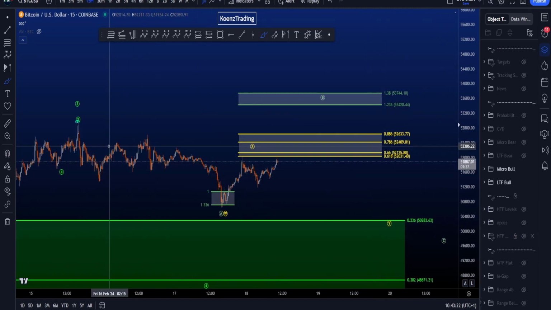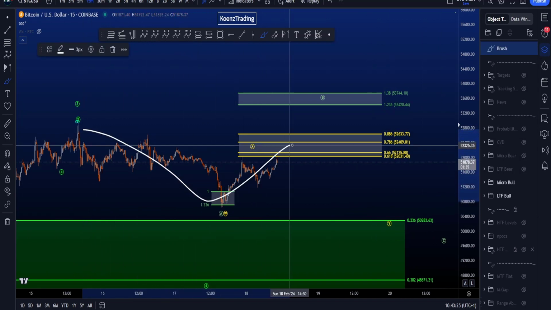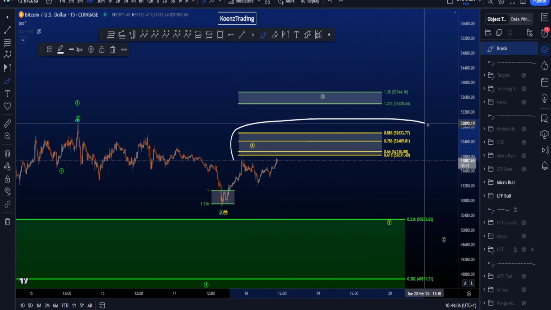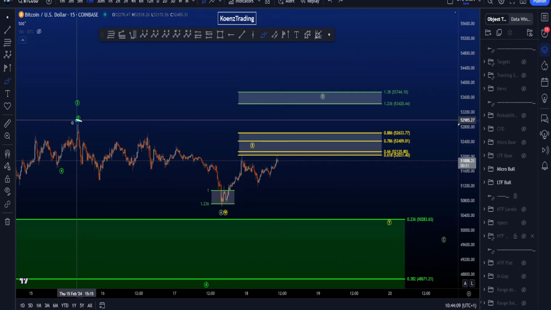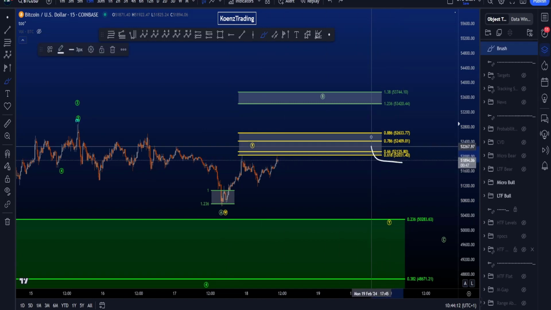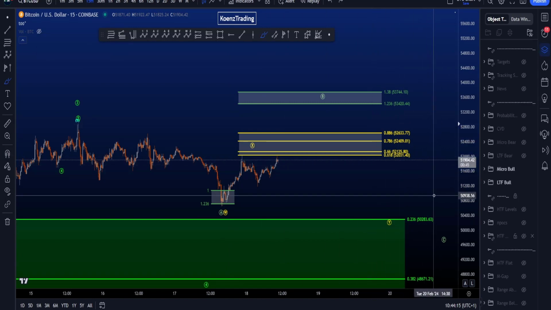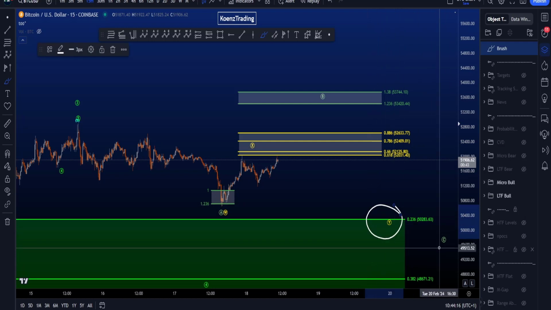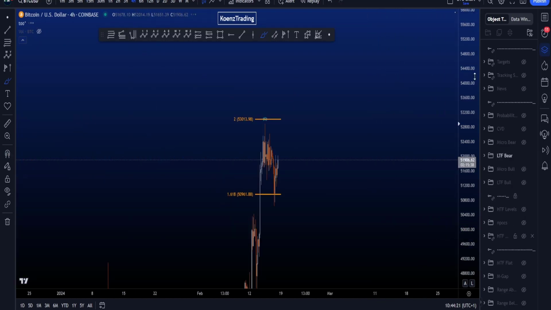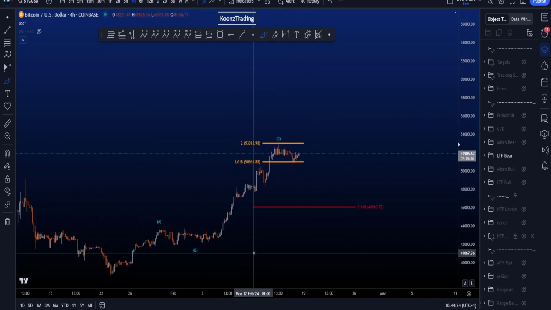In the WXY scenario, we're looking for a more sideways corrective structure, WXY. The common target area for wave X is between the golden pocket and the 0.886 taken from the high to the low of wave W, giving you a target area between 52k and 52.6k, after which we expect a wave Y to the downside.